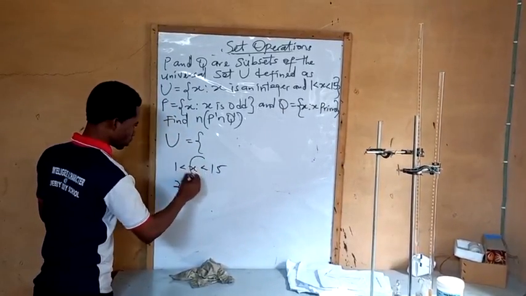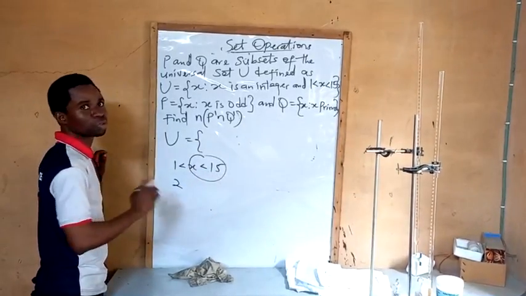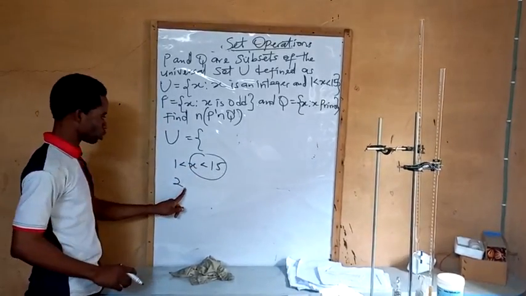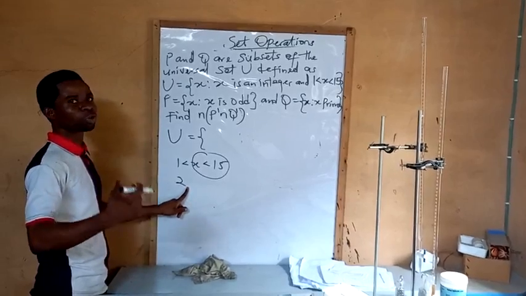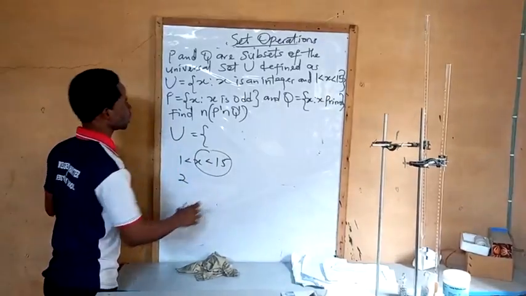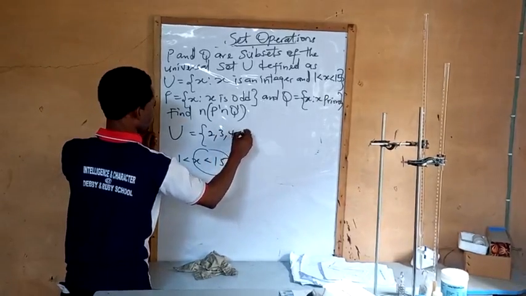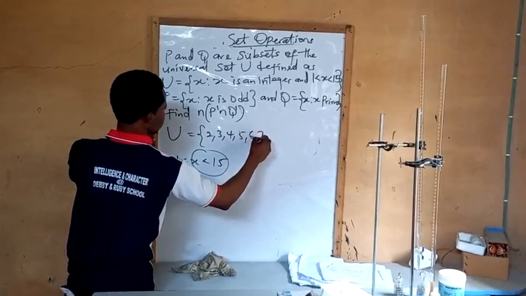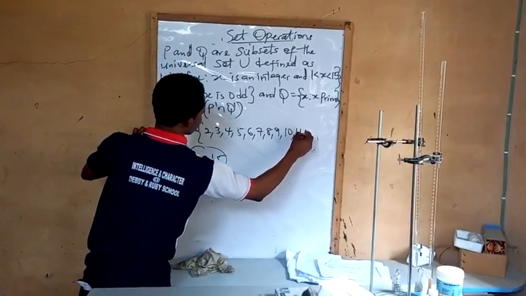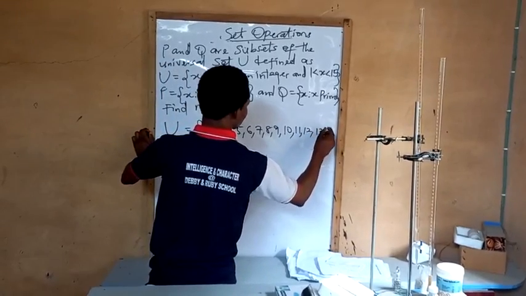I told you, don't change this one, because s is already in front of 15. You don't need to change it. And they say s less than 15, that means I'll start from 2. If s is less than 15, the largest number would be 14. So I'll start from 2 and end at 14. That means 2, 3, 4, 5, 6, 7, 8, 9, 10, 11, 12, 13, 14.